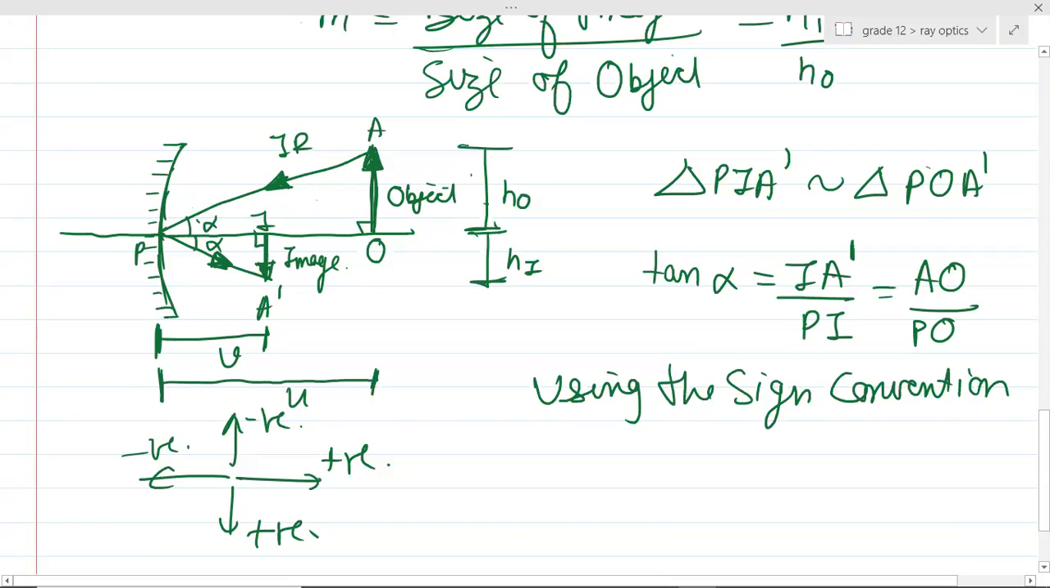Now I a dash. Can you see I a dash is in the positive direction? I a dash is vertically downwards, and downwards is taken as positive. So I'll write plus hi divided by PI. What is PI?